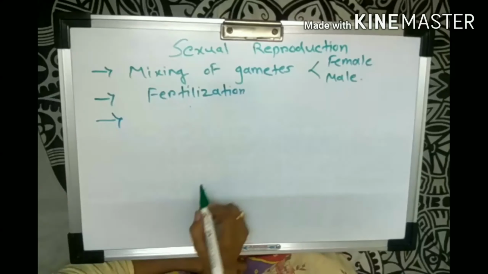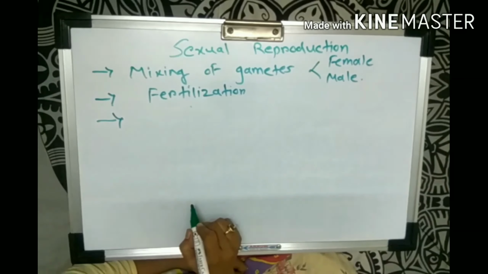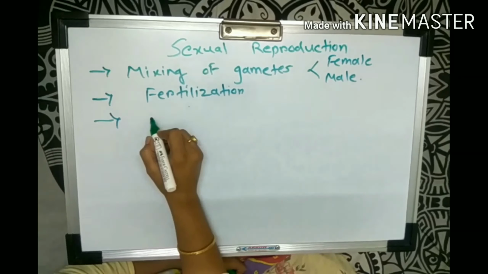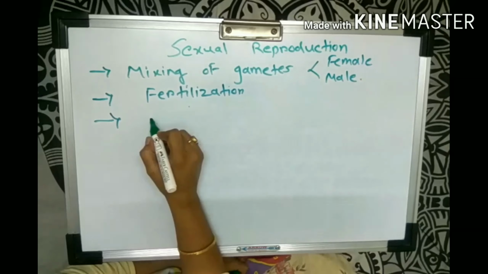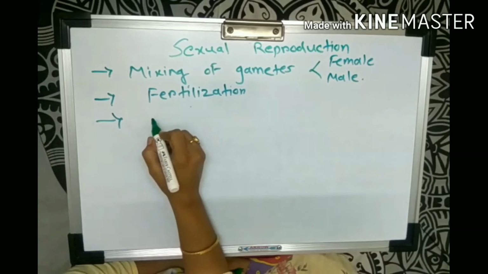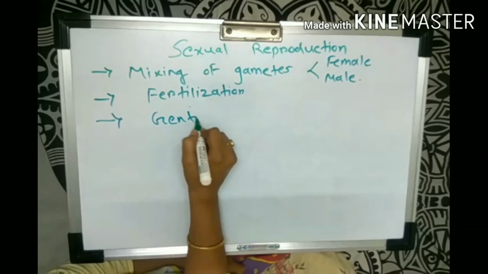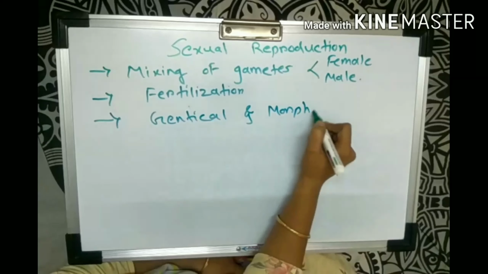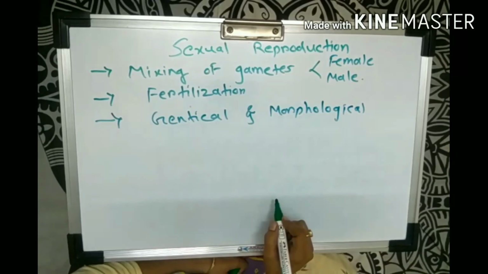This fertilization produces an embryo, and in that embryo the changes called post-fertilization changes form a particular new individual, showing the genetical and morphological variation with respect to their parents.